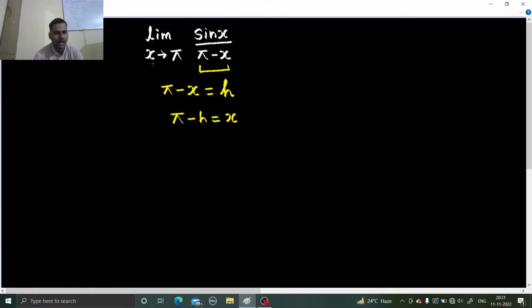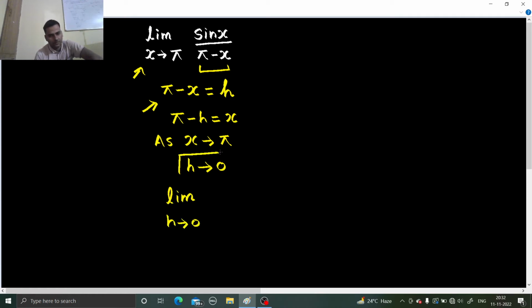Now come back to this initial condition. So we'll say as x tending to pi. When x will tend to pi, your h will tend to 0, because pi minus pi is 0. So now we have moved from x to h. So we can write limit h tending to 0, and now everything will be in terms of h.